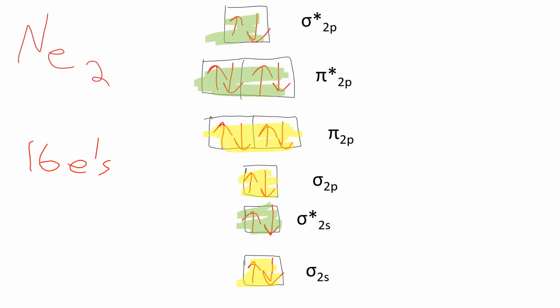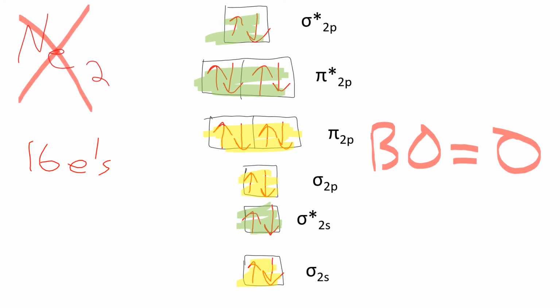We do our bond order here. Bonding electrons 8, anti-bonding electrons also 8. 8 minus 8 is 0. 0 divided by 2 is still 0. Our bond order is 0. Again, that tells us that this molecule does not exist, cannot exist.